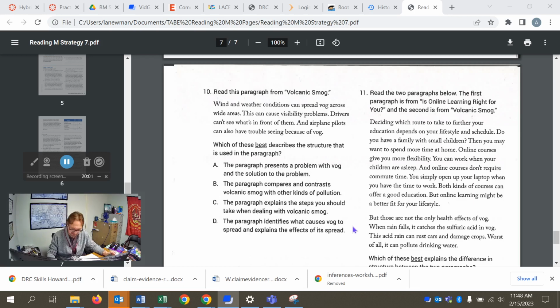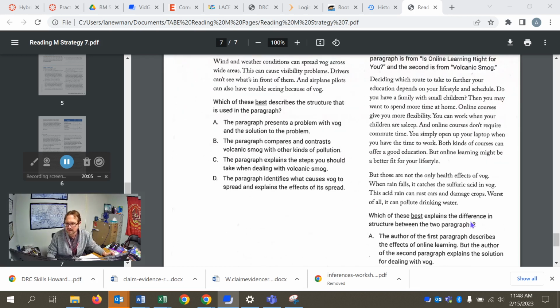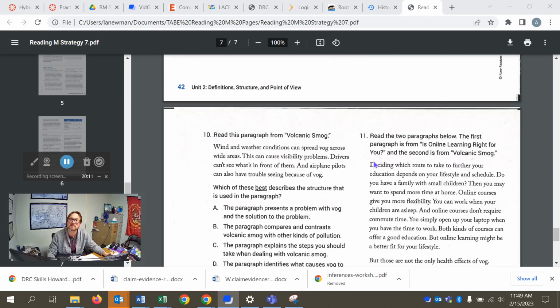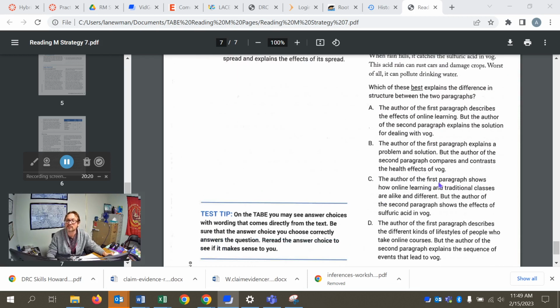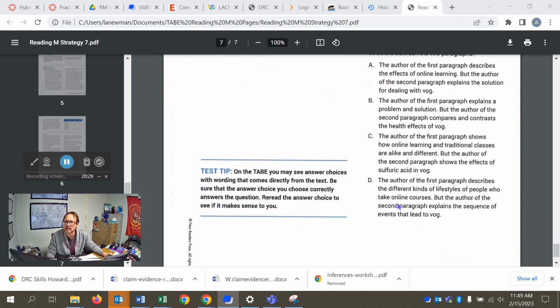Okay, 11 is a gigantic question. It says, which of these best explains the difference in structure between the two paragraphs? What we had here was a sample paragraph from each of those two texts to go with these questions, the online learning one and the volcanic smog. But our answer here is C. The author of the first paragraph shows how online learning and traditional classes are alike and different. We talked about that in the first question that went with this. But the author of the second paragraph shows the effects of sulfuric acid in fog. So the first one is compare and contrast, and the second one on the vog is cause and effect.